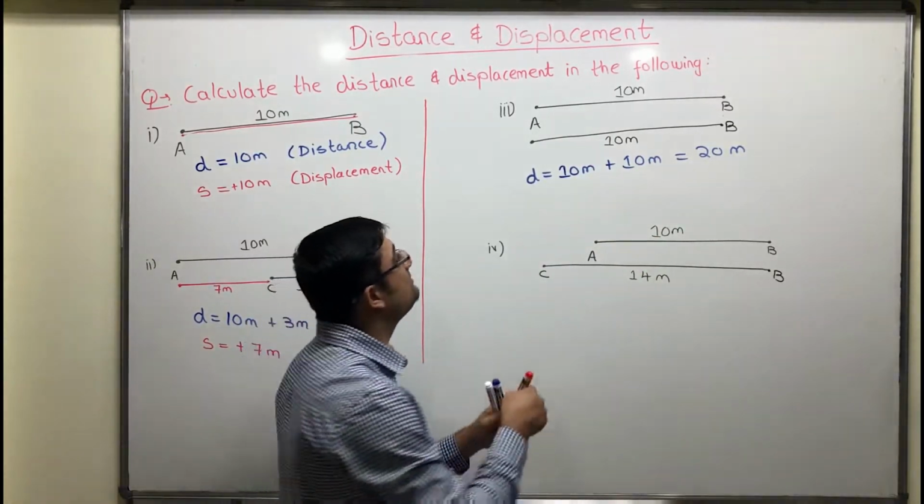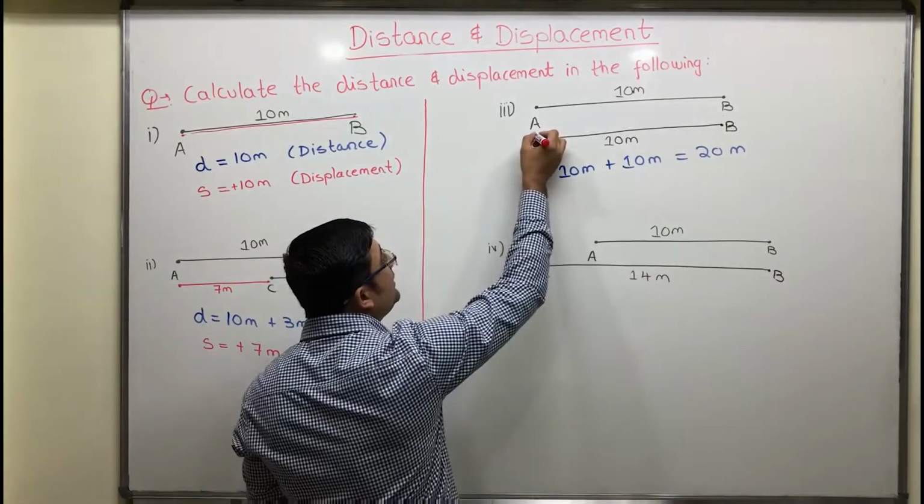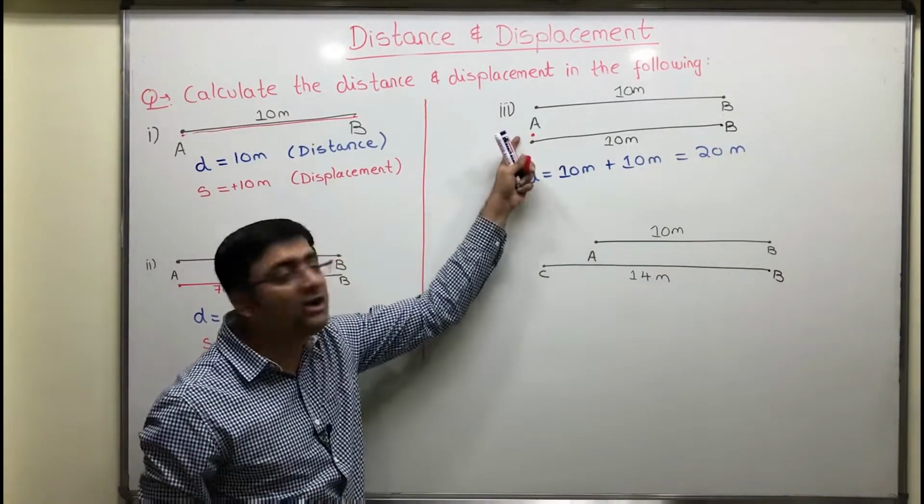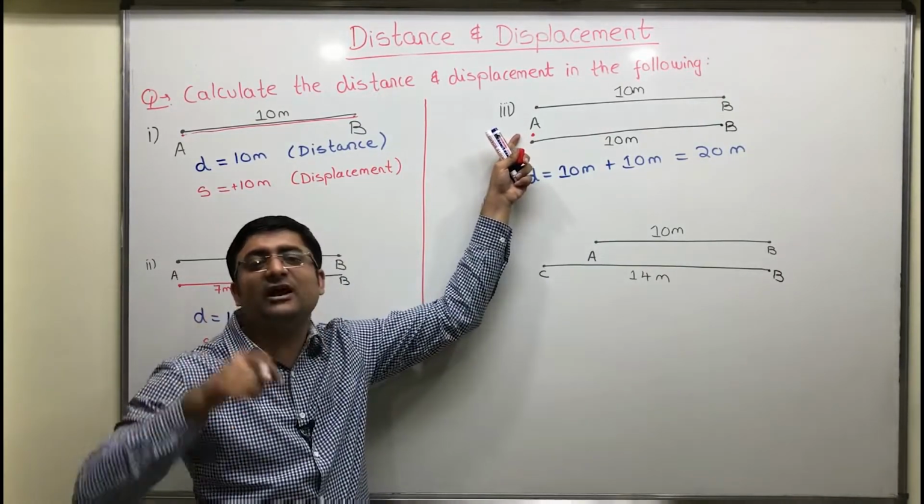Now what is the displacement? What is your initial point? A. What is your final point? It is again A. See, you're back to where you started, right? So initial and final point are the same.